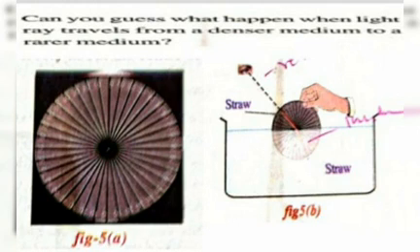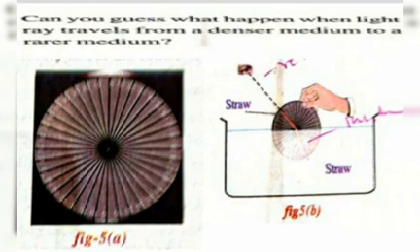Today we are discussing one more activity. What is that activity? What happens when a light ray travels from a denser medium to a rarer medium? To perform this activity, we need one metal disc, a protractor, a transparent vessel, water, and straws.